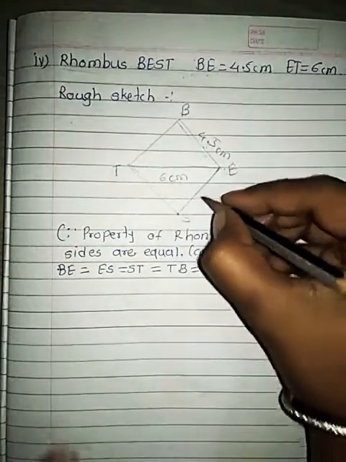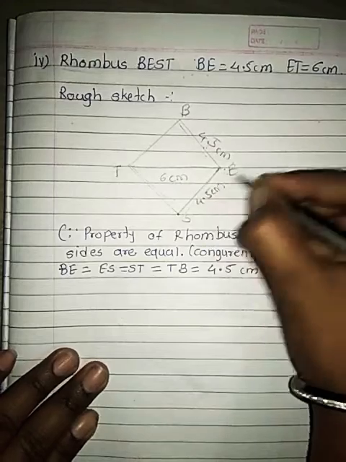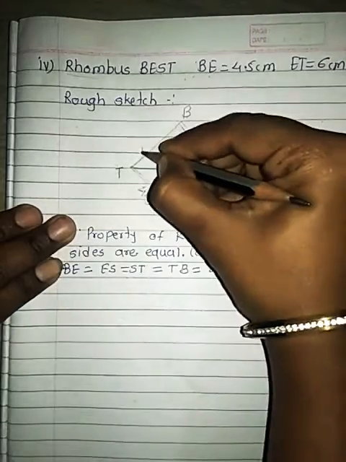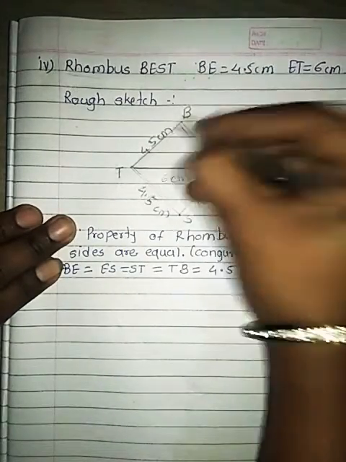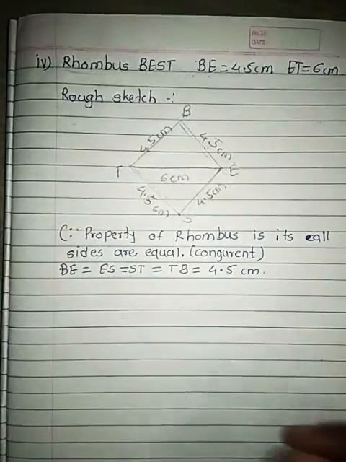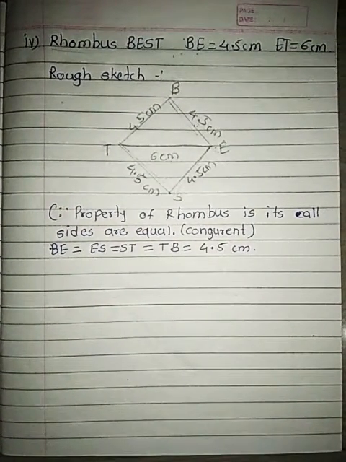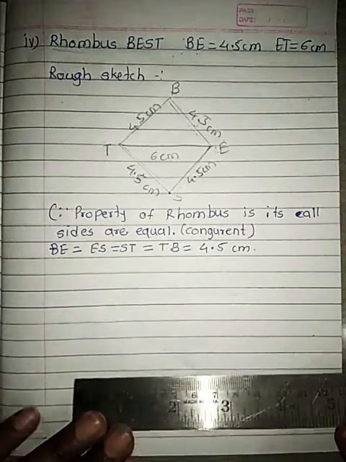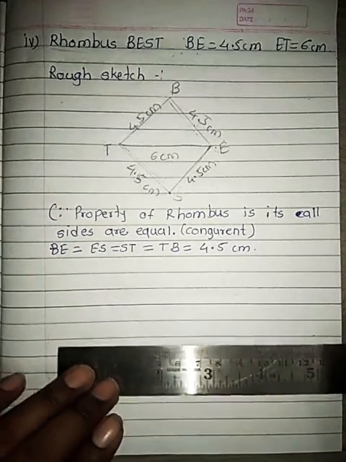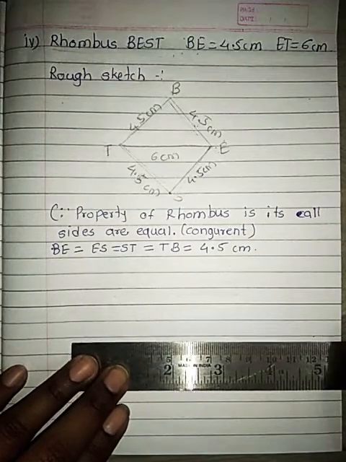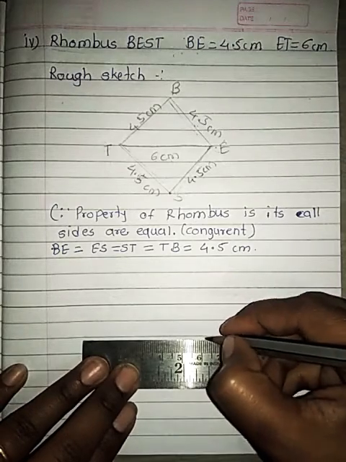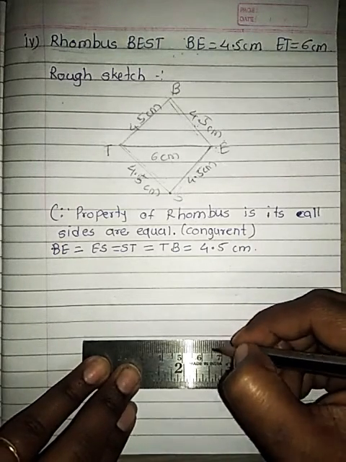This one will be 4.5, then this one will also be 4.5, this one also 4.5, this one also 4.5 centimeter. See, BEST. Now you have to construct it. See, the property of a rhombus is that all the sides are equal, and the property of a parallelogram is that opposite sides are equal and parallel. In a rhombus also all sides are equal, and opposite sides are parallel. The parallel property is not necessary for this, but for your purpose I am telling.